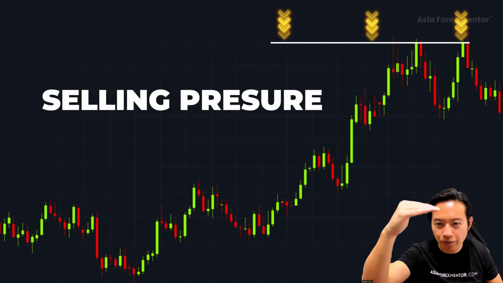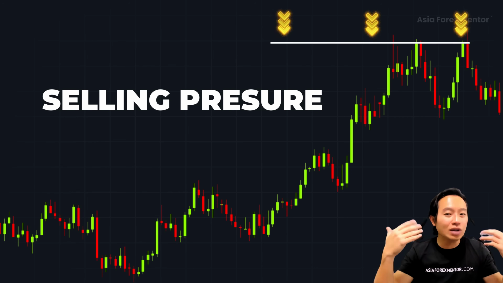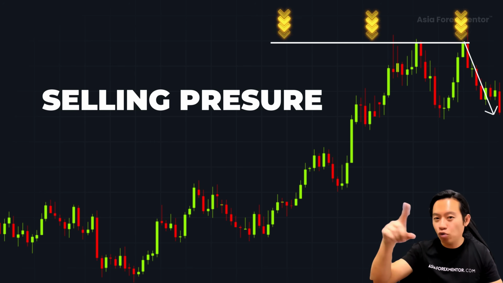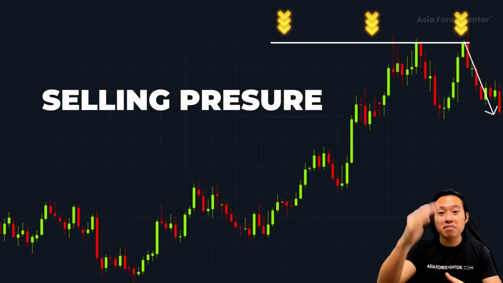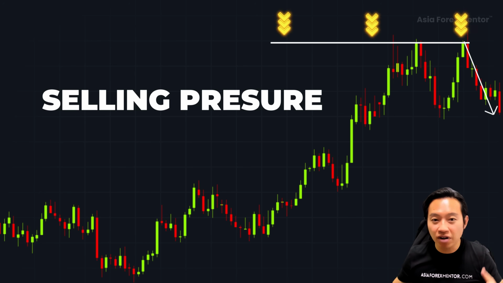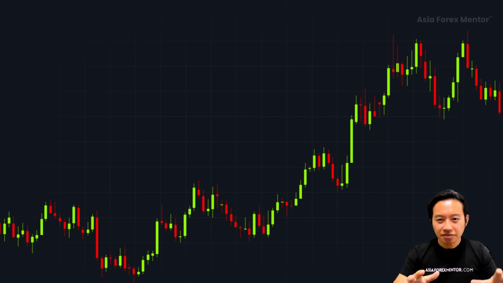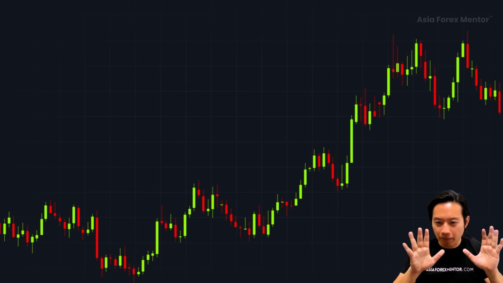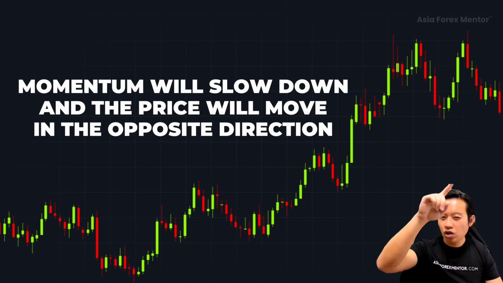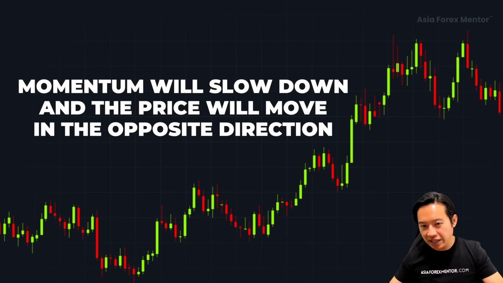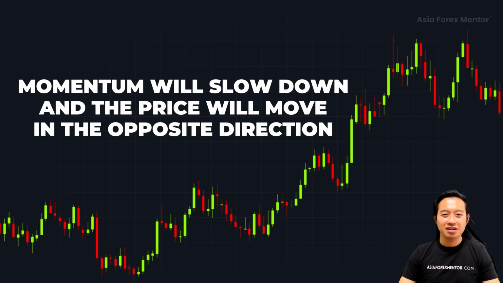Price is going to face selling pressure at the resistance. So that could lead to what? A temporary reversal or pullback, or even maybe a major downward movement, a reversal, right? So now, this hero strategy is you betting that the momentum of this uptrend will slow down and price will move in the opposite direction.